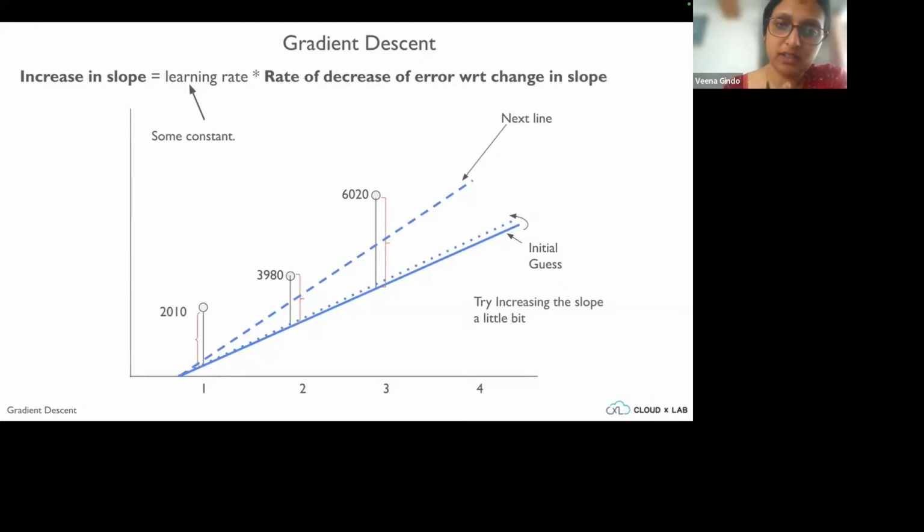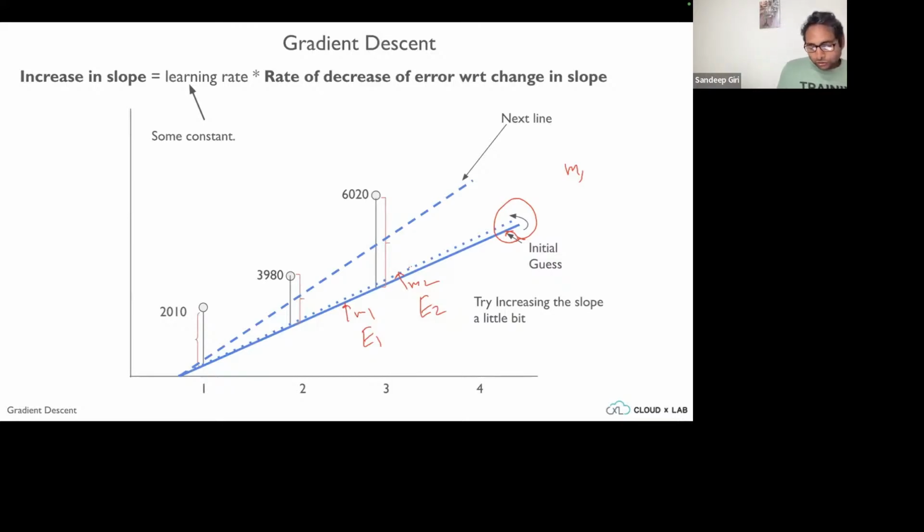Sandeep, you said that there is a negative of delta E by delta M. Why are we putting negative there? Basically, take a look here. Let's say the initial slope was M1 when we were trying, and this one is M2. For this dotted line, the error is E2, and for the other, the error is E1, correct?